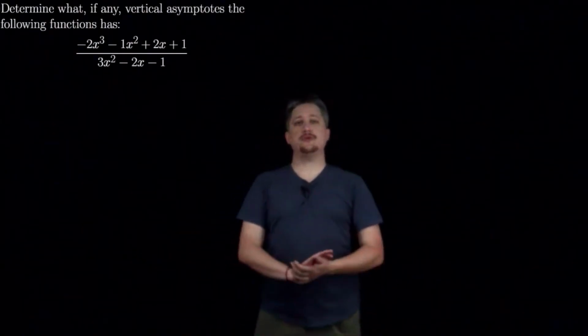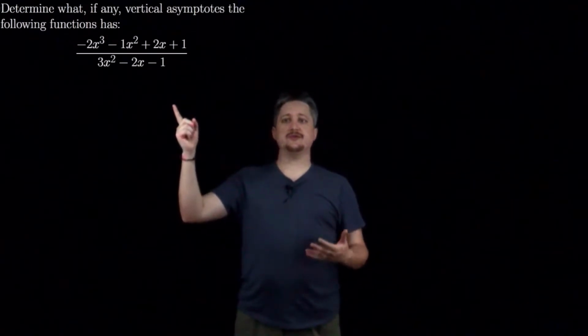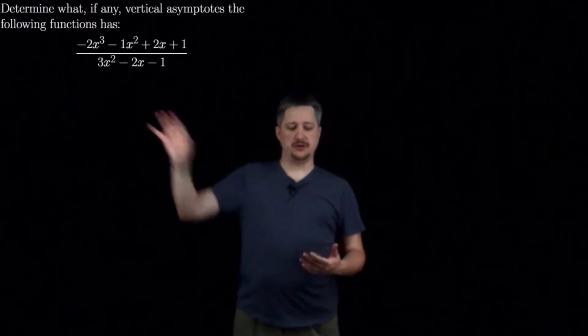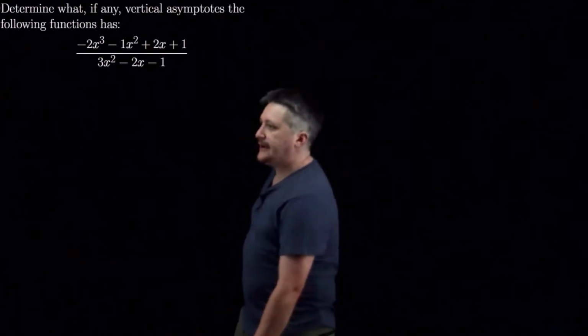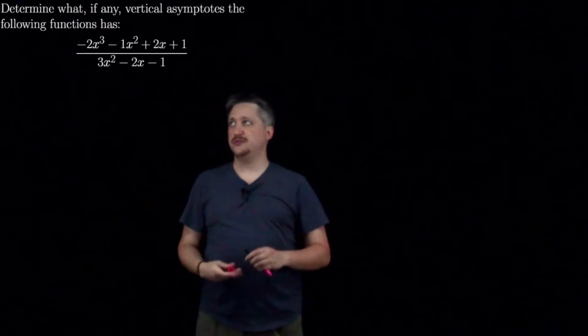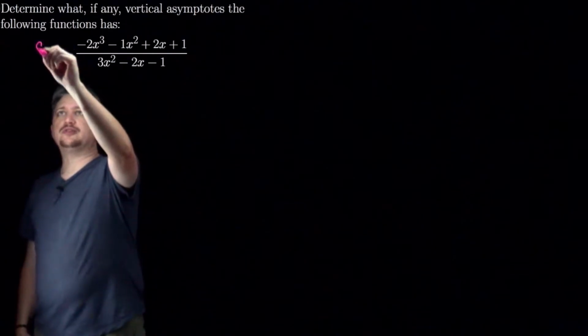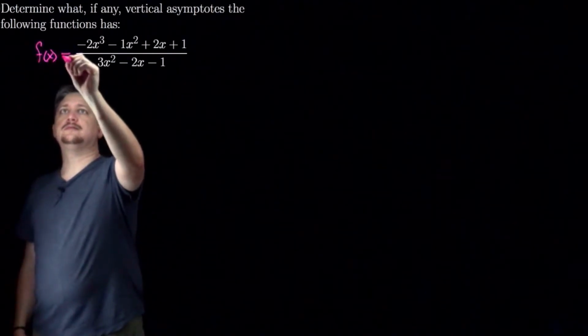Hello. So in this example, we want to determine what, if any, vertical asymptotes there are in this expression. So again, as a standard first step, something I always do, and I encourage you to do the same when you have problems like this, is I'm going to give this thing a name so I can write that when I'm doing work. So I'm just going to call this thing f of x.